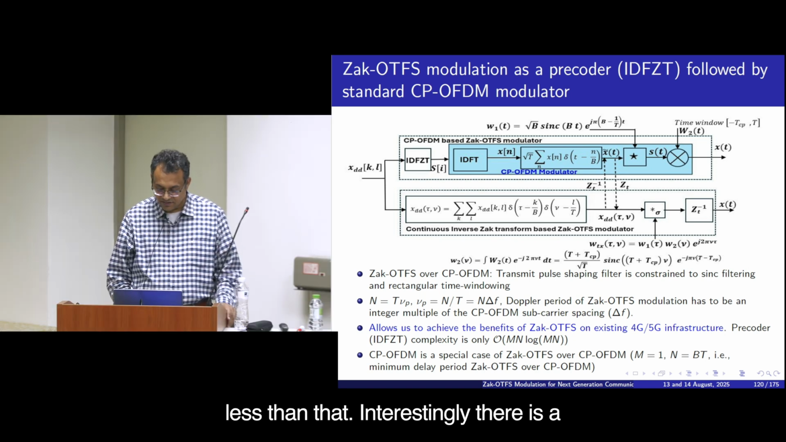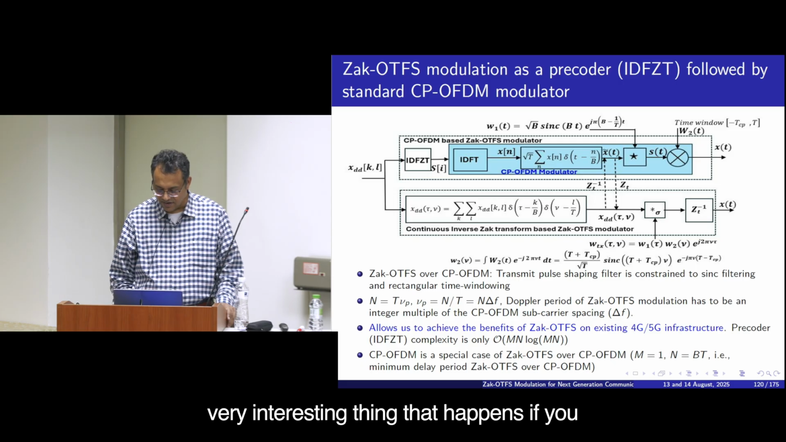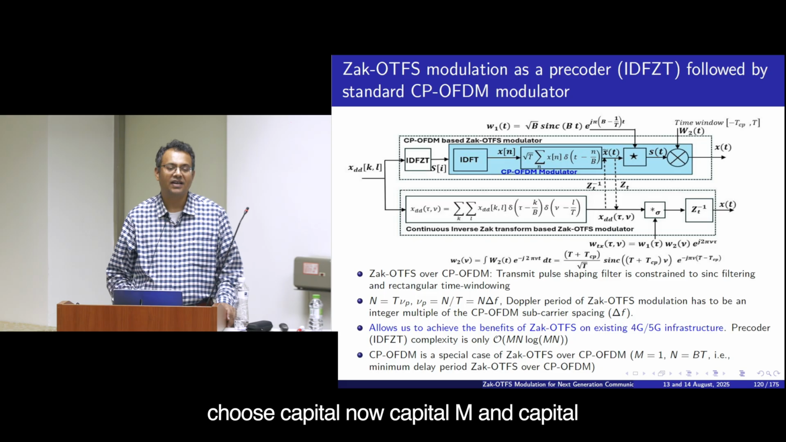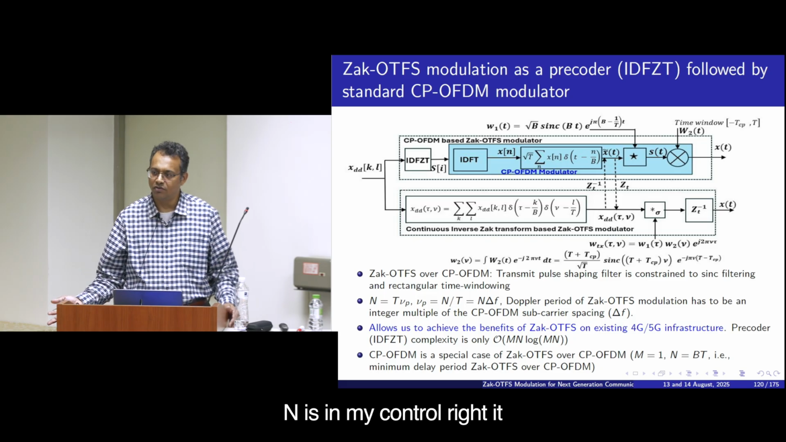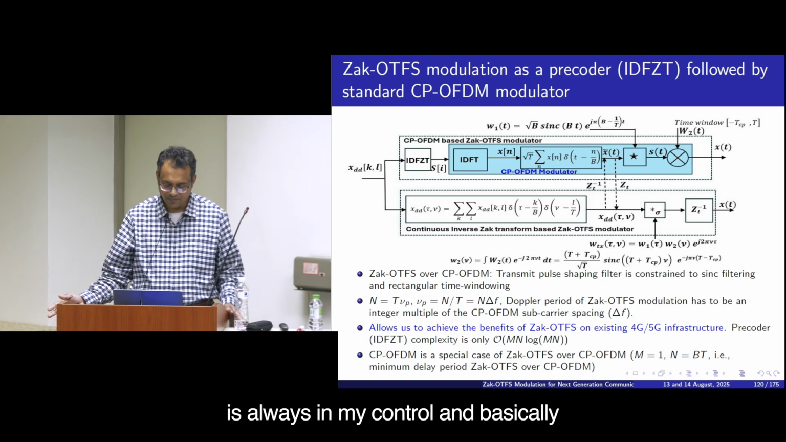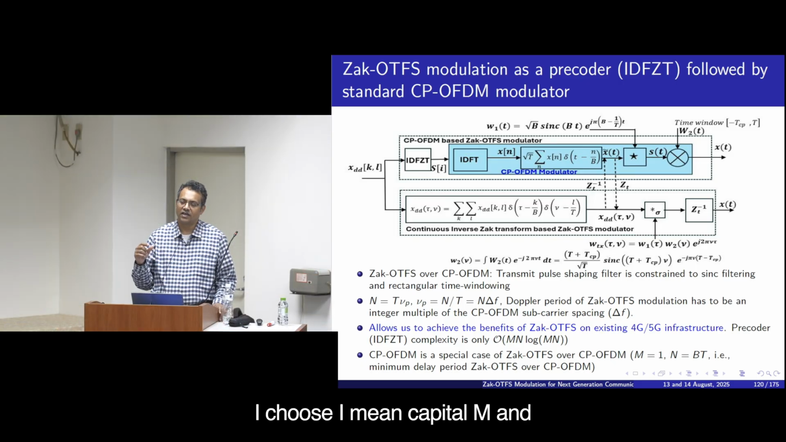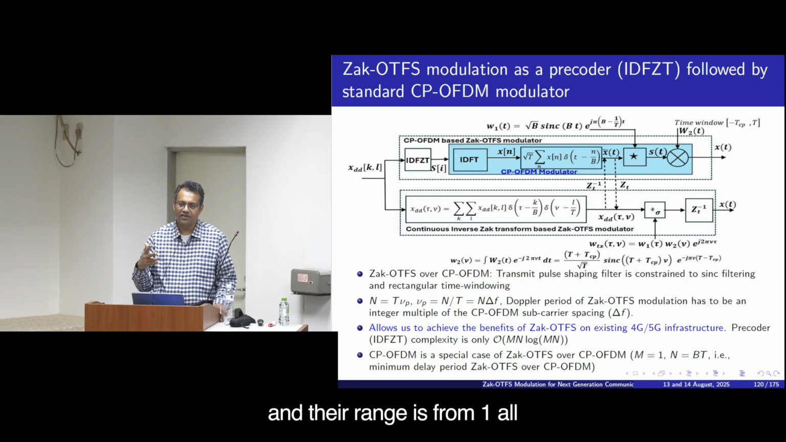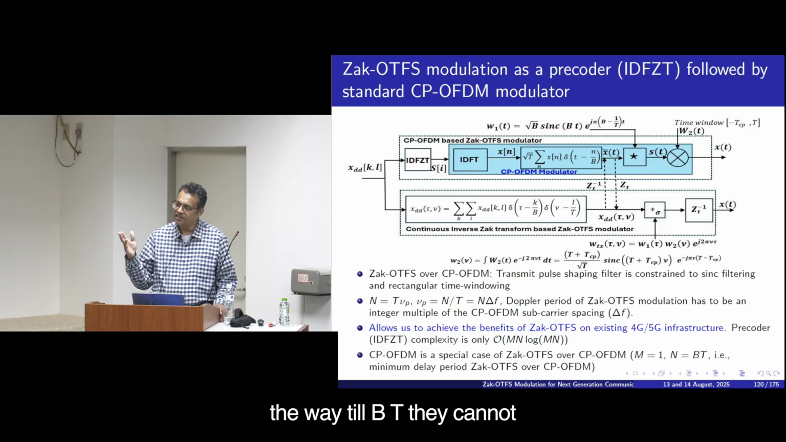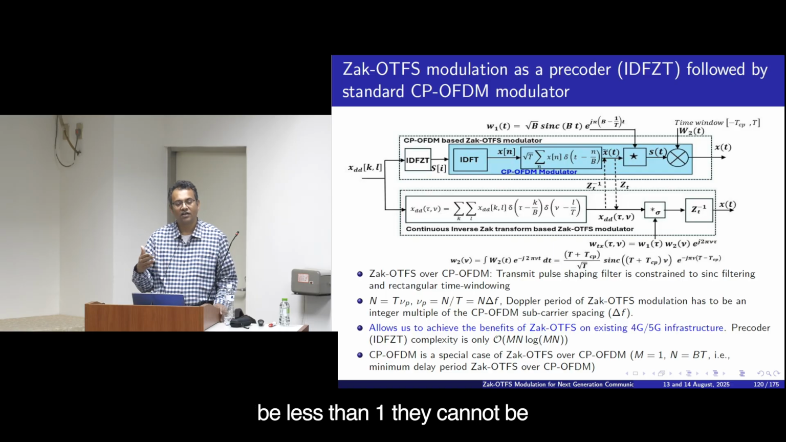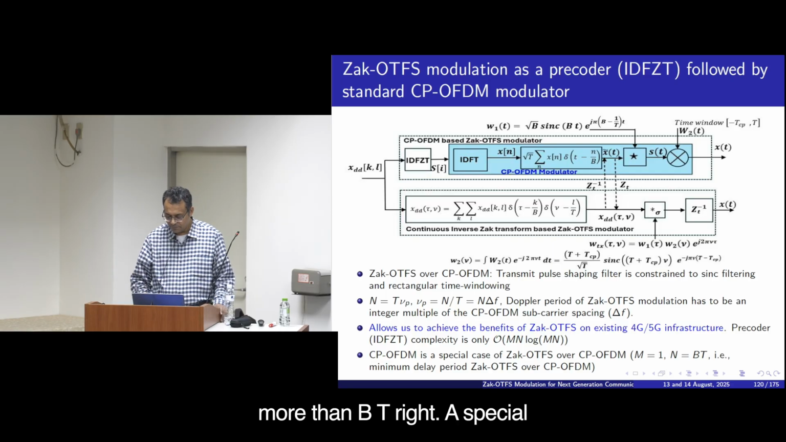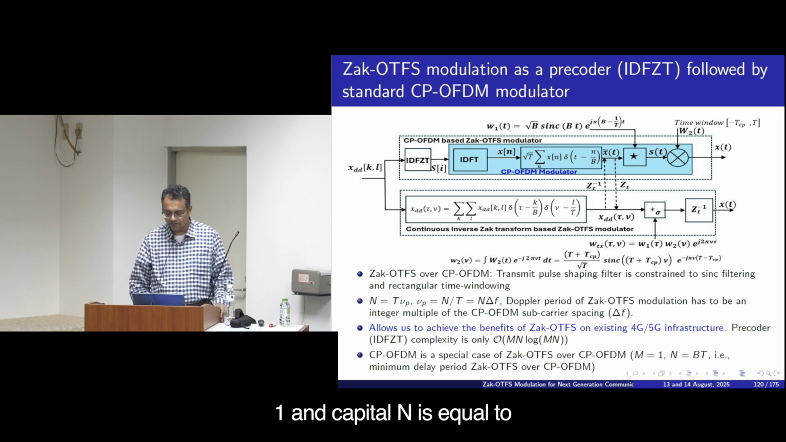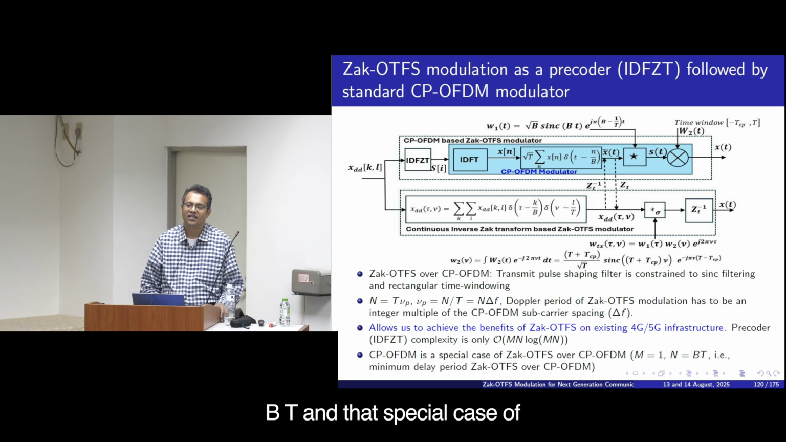Interestingly, there is a very interesting thing that happens. Now capital M and capital N are in my control, right? It's always in my control. And basically I choose, capital M and capital N have to be positive integers, and their range is from 1 all the way till BT. They cannot be less than 1, they cannot be more than BT, right. A special case is when M is equal to 1 and capital N is equal to BT.